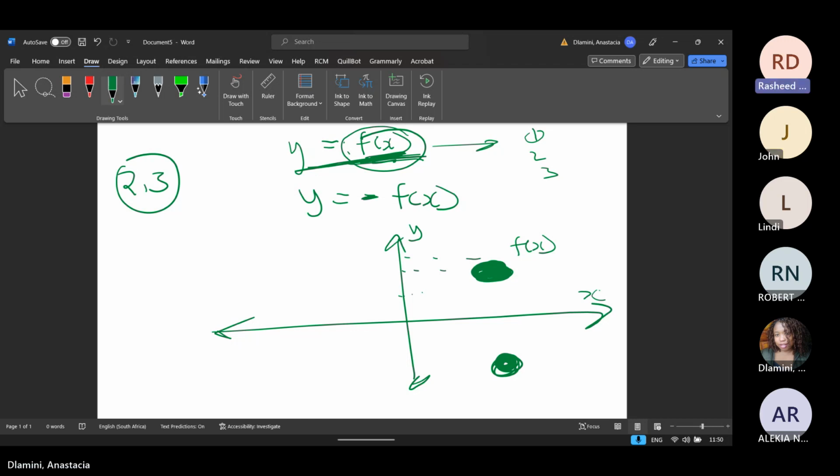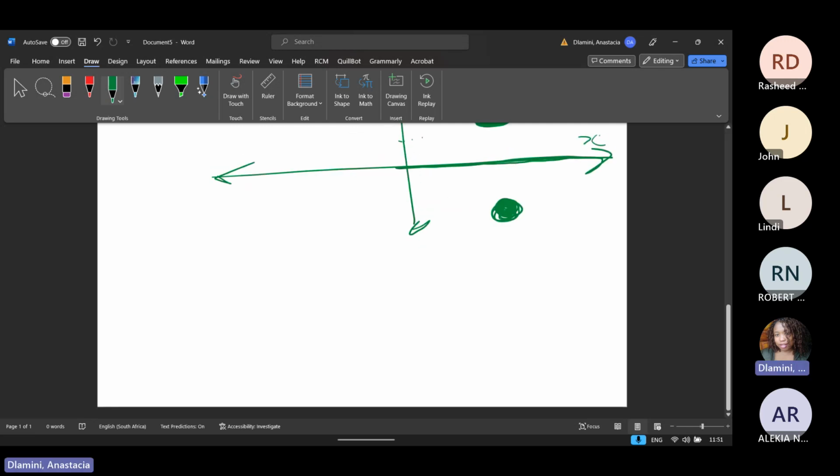Y-axis. X-axis. Please try again. Y-axis. No, it's the x-axis, thank you. Because this is the image of this, and this line performs as a mirror, the x-axis. Now let's move to the next one.